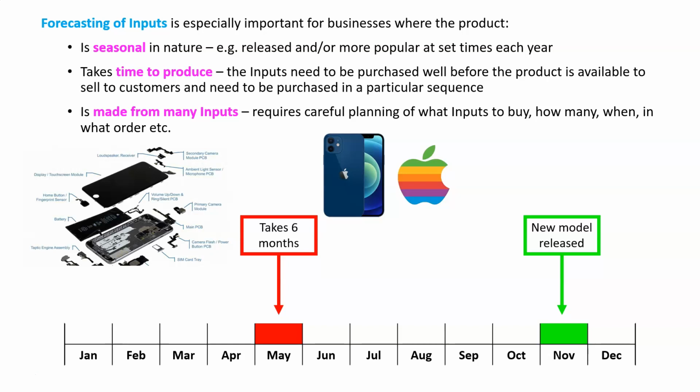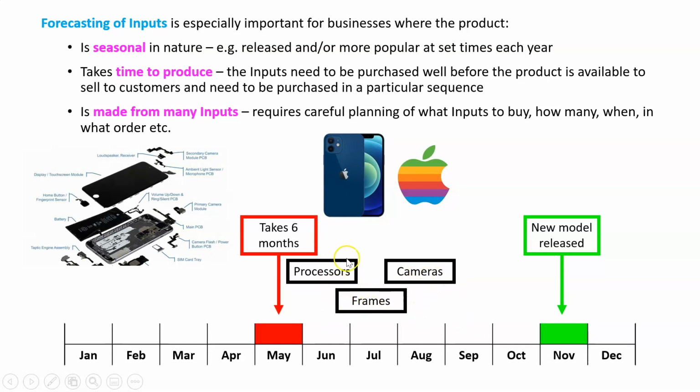We need to forecast not only what parts we need, but in what order. So we might need the processors in June, the frames in July, the cameras in August. We're assembling the phones as we go. Then we need the buttons and then finally the screens. So the ordering of inputs is very, very important as well. So we want to have what we need when we need it, and we're going to do that with a forecasting of inputs.